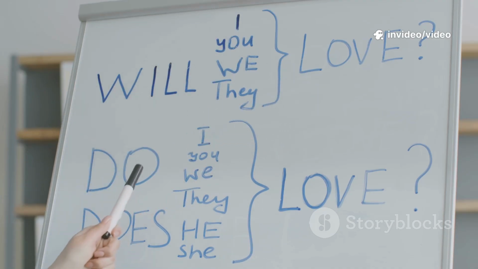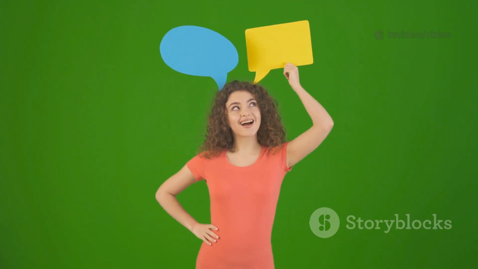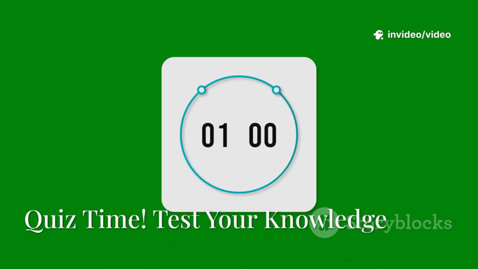Third, remember your irregulars. Don't say childs or childrens. The correct plural is children. Don't say mouses. The plural is mice. Finally, for compound nouns like mother-in-law, the plural is formed on the main noun, not at the end. So it's mothers-in-law, not mother-in-laws.